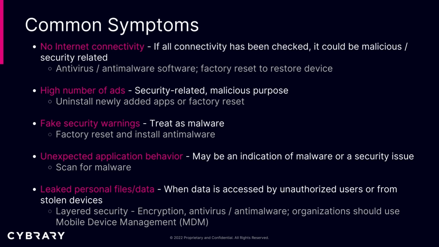Leaked personal files or data. When data is accessed by unauthorized users or from stolen devices, you want to take an approach of layered security, meaning encrypting your devices and using antivirus and anti-malware. These are different layers of security that you would put on your device. If this is a phone that belongs to an organization, they may want to implement a mobile device management system. That's a system that's deployed to manage mobile devices and control what data is accessible and what data is not accessible. It also does a remote wipe if that phone is lost or stolen.